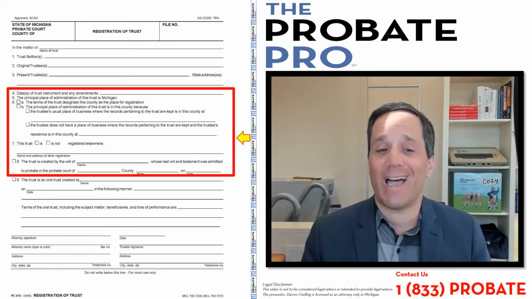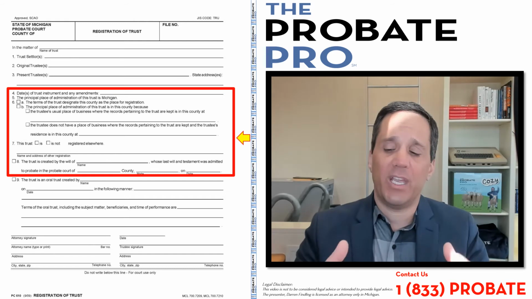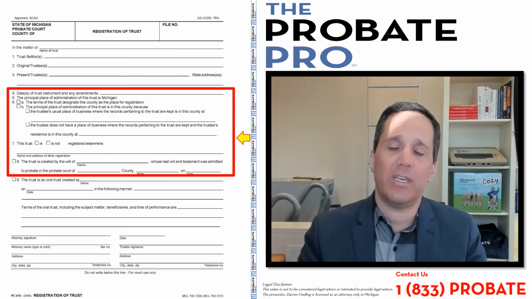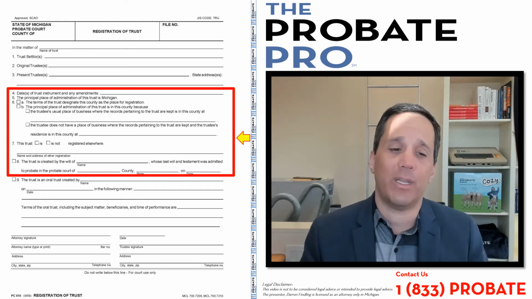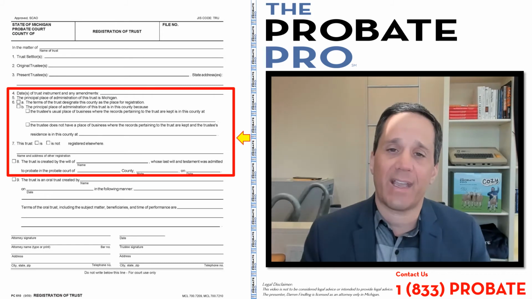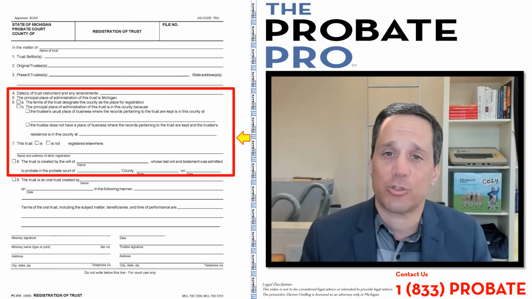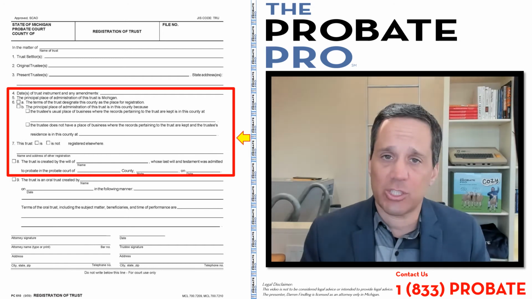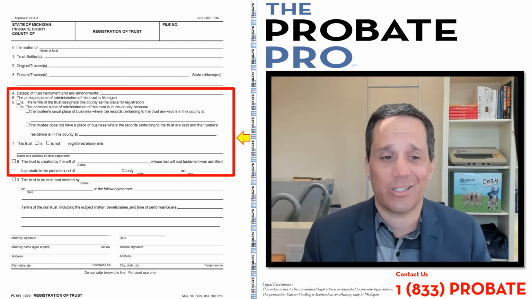Or the trustee does not have a place of business where the records pertaining to the trust are kept, and the trustee's residence is in the county. So here, again, if there is no mention within the trust about the venue, but the trustees are located in that county or are keeping their business records pertaining to the trust in that county, that can establish the appropriate venue for purposes of registering the trust for the court to then take jurisdiction and then adjudicate any issues relating to both the administration of the trust or disputes relating to the trust.